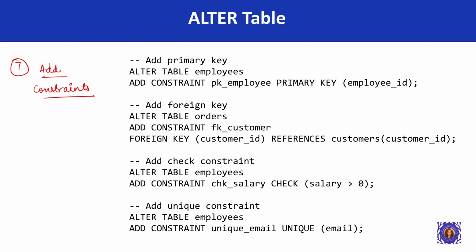You can add a constraint to define a primary key, ensuring unique and non-null identification for records, like employee_ID. You can also add a foreign key to enforce referential integrity between tables, such as linking orders to customers via customer_ID. Check constraints ensure data meets specific conditions, like a salary being greater than 0. Lastly, a unique constraint guarantees all values in a column, such as email, are unique.